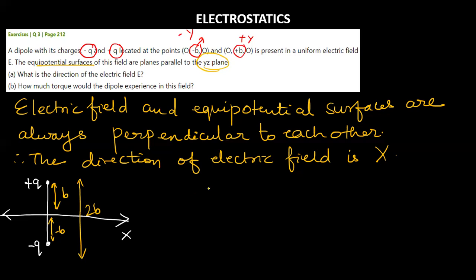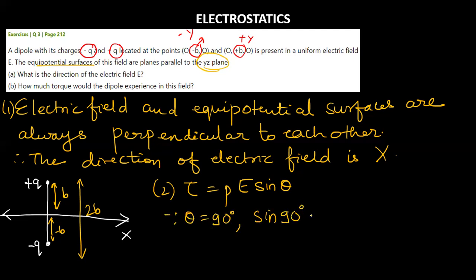The question is asking how much torque. This was the first part; the second part is asking torque. We know that the formula for torque is torque equal to PE sine theta. Here theta is 90 degrees, so sine 90 is equal to 1. How perpendicular? In the question itself, we mentioned the equipotential surfaces are in the YZ plane and the electric field is in the X direction, right? So the electric field is perpendicular, theta is 90, and sine 90 is 1.